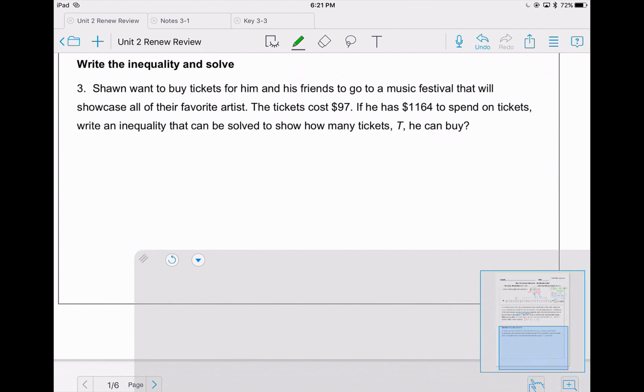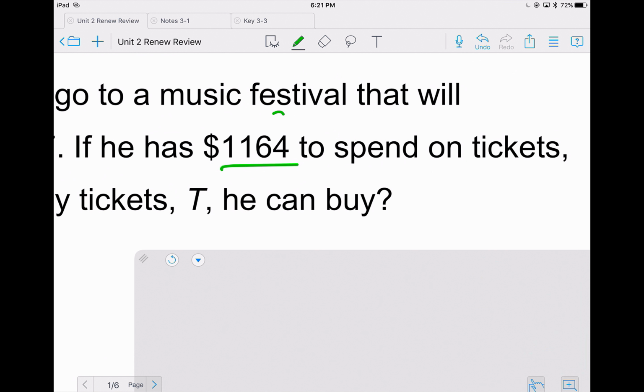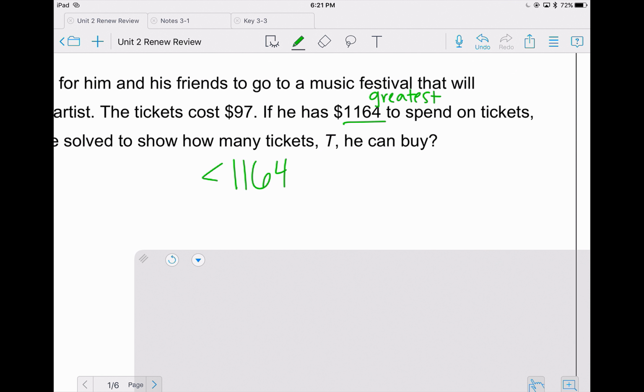Problem 3, they want me to write and solve. Sean wants to buy tickets for him and his friends to go to a music festival that will showcase all their favorite artists. The tickets cost $97. If he has $1,164 to spend on tickets, so again, you cannot spend more money than you have. So this would be the greatest amount. So my inequality, whatever he spends, needs to be less than or equal to what he has.